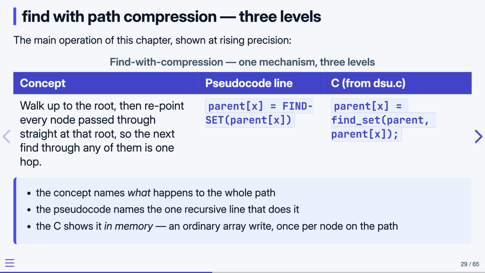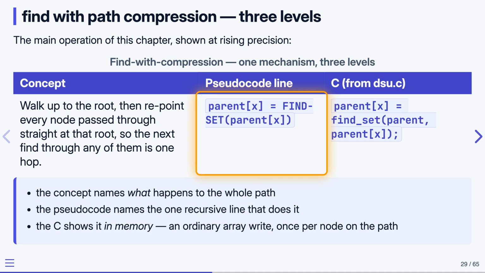Find with path compression is the main operation of this chapter. Let's see it at 3 levels of detail. This table has 3 columns. The concept, the pseudocode line, and the C mechanism, shown 3 ways. The concept: walk up to the root, then repoint every node you pass straight at that root. The next find through any of them is then just one hop.